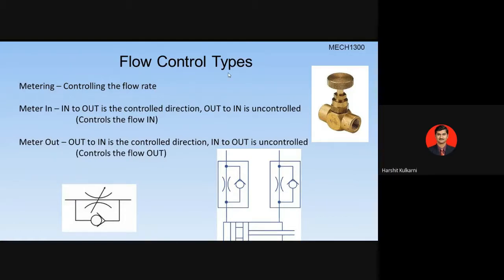Metering is nothing but controlling the flow rate. So when do you say it is meter in? In that case, in to out is controlled, and out to in is uncontrolled. What do you mean by this? You are restricting the flow rate when the oil is let into the cylinder. That is meter in. You control the flow rate at the inlet. Meter out means you control the flow rate at the outlet.